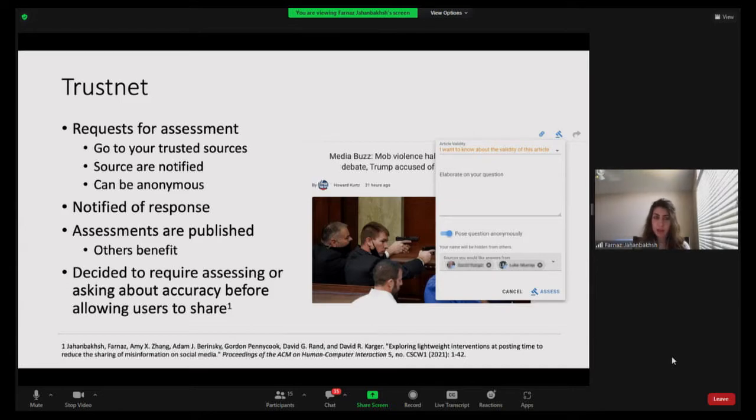Actually, these assessments have the added benefit that anybody who comes across the post can see those assessments because they're just displayed in a structured way, if they trust or follow the assessors, so there wouldn't be any need for duplicated effort. A decision we made in the platform was to require users to assess or ask about the accuracy of a piece of content before we allow them to share it. And this decision is actually tied to our earlier work, where we found that asking users to assess content before sharing it reduces their likelihood to share misinformation.